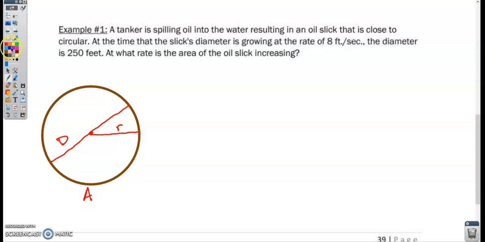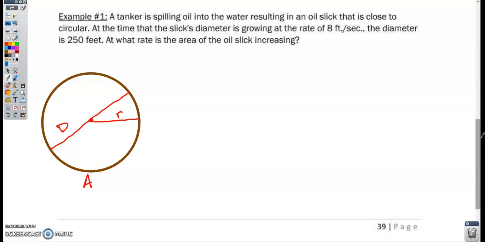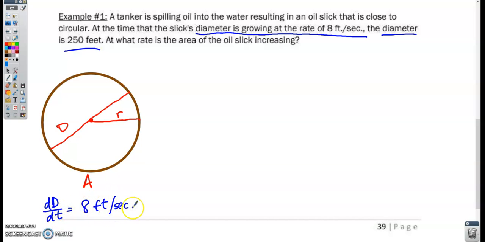Then we're supposed to write down the numerical information in terms of the symbols that we've chosen. So let's see. The diameter is 250 feet, and at that moment in time, the diameter is growing at the rate of 8 feet per second. So the rate at which the diameter is growing, that's going to be dD/dt, is 8 feet per second, and D is equal to 250 feet.